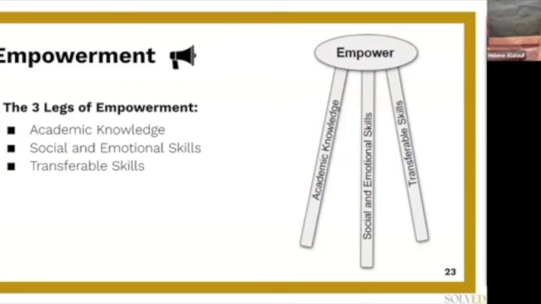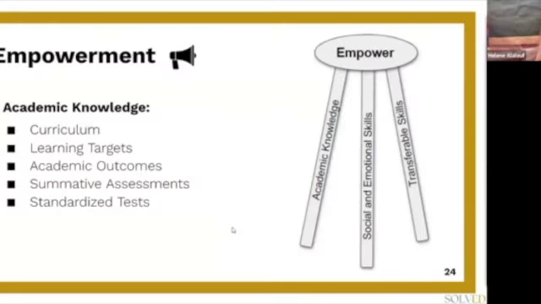Empowerment has three legs: dealing with academic knowledge, social and emotional skills, and transferable skills. Let's take a look at each of those a little bit more closely, please. With academic knowledge, we're talking about knowledge of the curriculum. Students know, maybe along the soffit of your classroom, you have each topic in the unit, or it's in the front of their loose leaf binder or their work folder, so that they know, just like I showed you the 6 courses in this string.